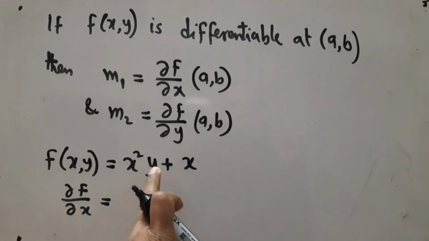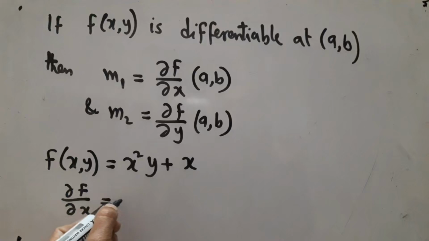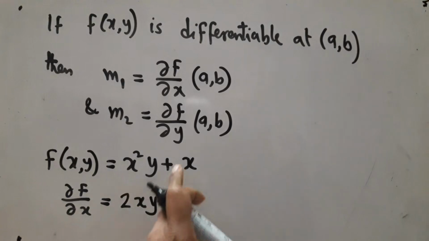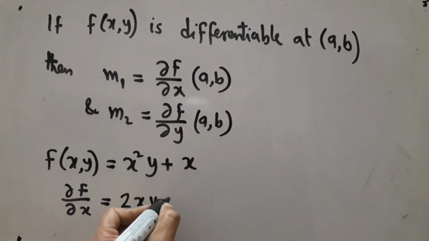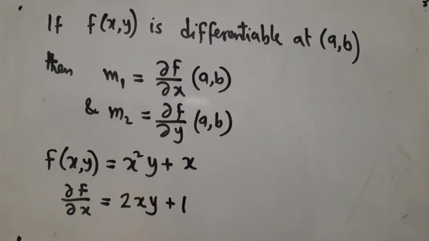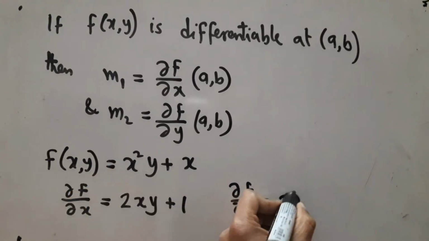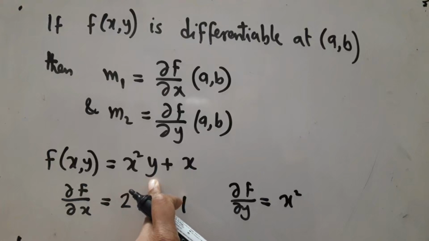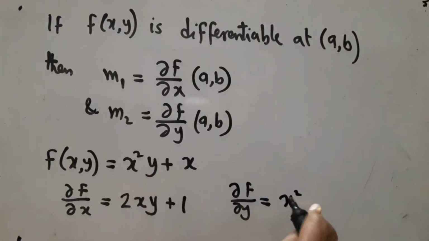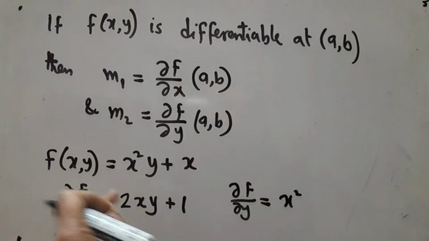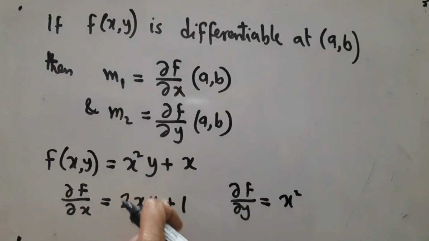So when I differentiate this, y is a constant, so this thing becomes 2xy, and plus x becomes just 1. Similarly, when I compute ∂f/∂y, I hold x as constant, so this just becomes x squared. The x term has no y, so it is just nothing. So ∂f/∂y is x squared, and ∂f/∂x is this. And when I put x equal to a and y equal to b, I get this thing.